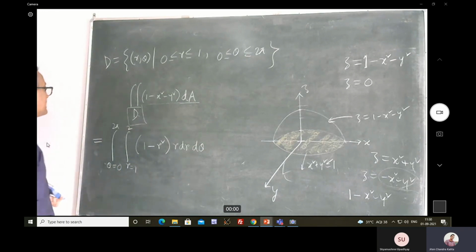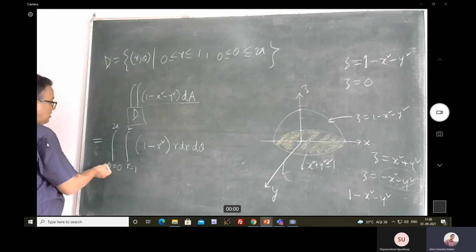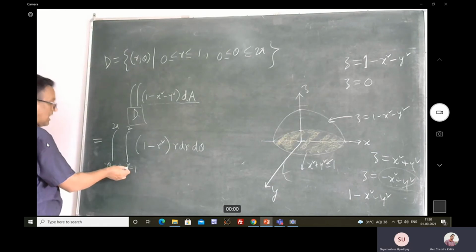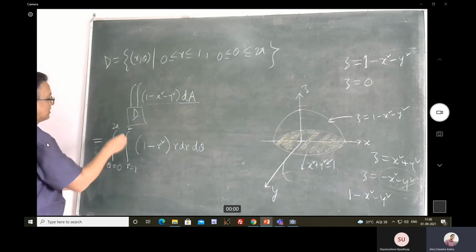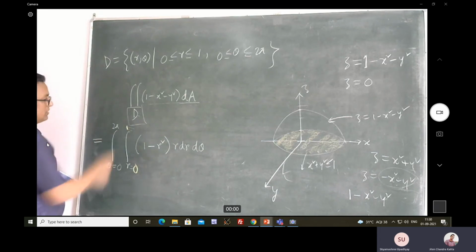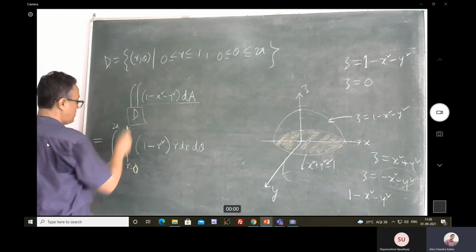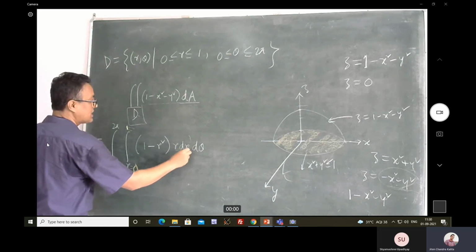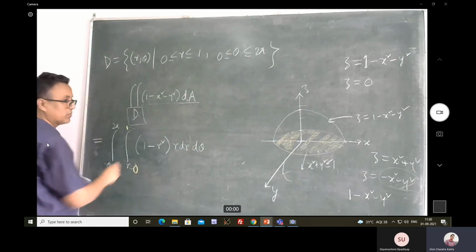So you may be asking why I'm so fussy about whether to write r going from 1 to 2? Pardon? 0 to 1, sorry. Yeah, 0 to 2. So why am I so fussy about it? Because dr is first, so that is why I'm doing it.